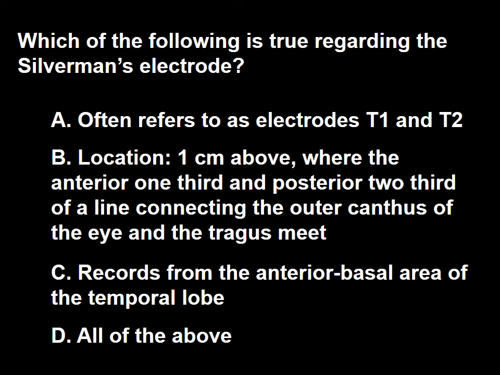The next question is, which of the following is true regarding the Silverman's electrode? A, often referred to as electrodes T1 and T2. B, located 1 centimeter above where the anterior 1/3 and posterior 2/3 of a line connecting the outer canthus of the eye and the tragus meet. C, records from the anterior basal area of the temporal lobes. D, all of the above.